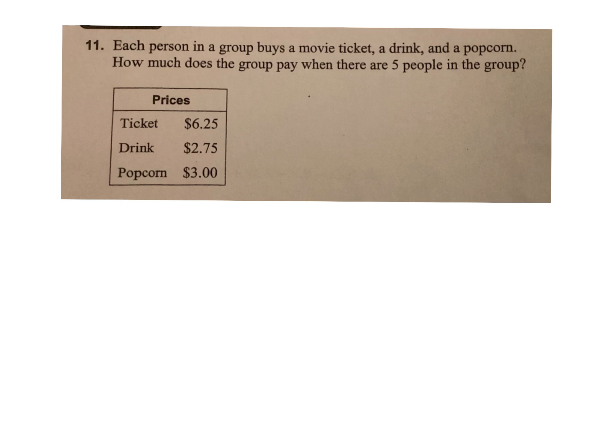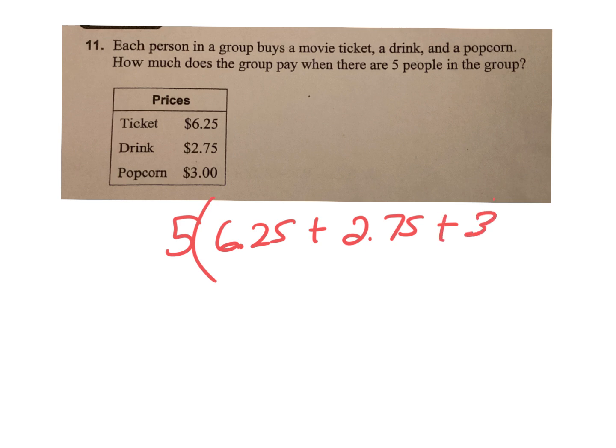So let's get into the word problems here. Each person in a group buys a movie ticket, a drink, and a popcorn. How much does the group pay when there are 5 people in the group? So I'm going to go 5 on the outside. They're each getting one of each thing. So 6.25 plus 2.75 plus 3. Now let's add all those together before we multiply it by 5.